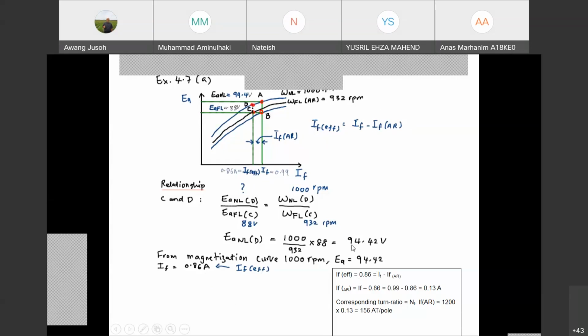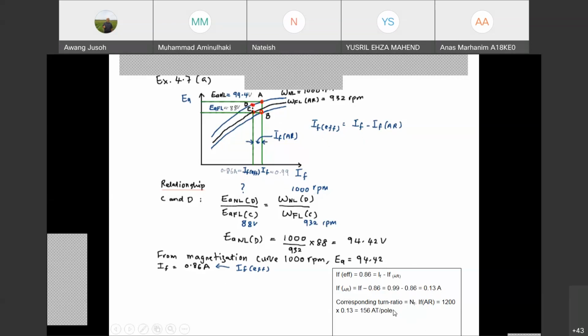I effective 0.86 equals IF minus IF armature reaction. IF we know is 0.99, and this one is 0.86. Then you can find the IF AR, which is equal to 0.13. This is a drop of current. How much? 0.13 ampere.